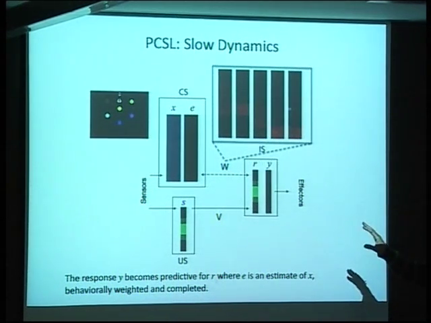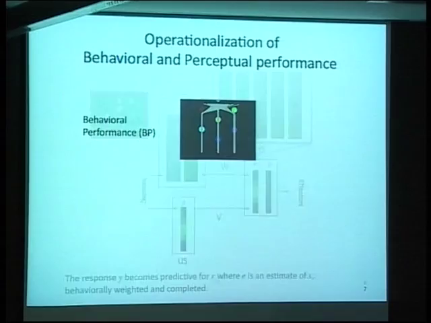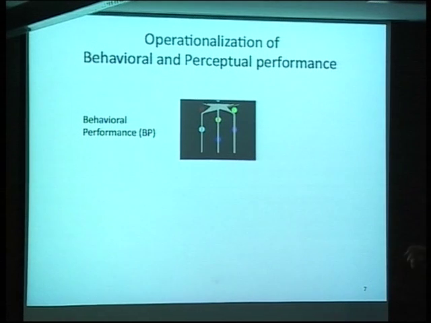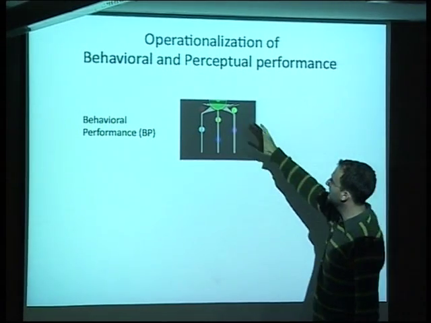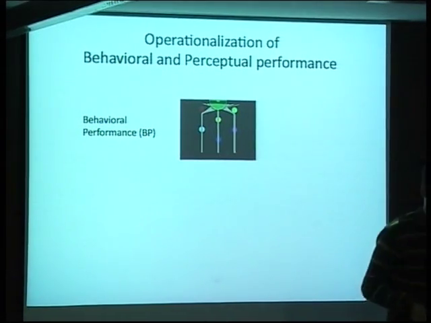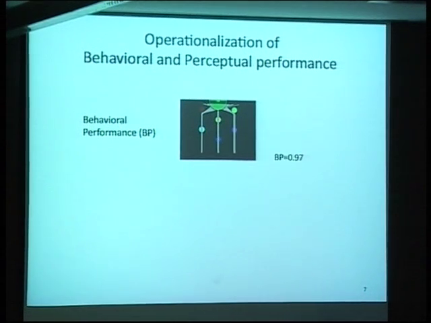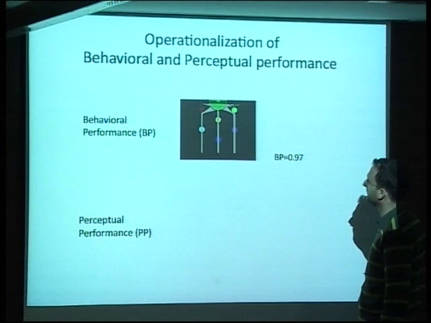We run the experiment over different parameters, different trials, and to analyze the results, we have defined 2 measures. One is the behavioral performance, so how well do I actually learn the behavior to go towards the light. This is just the percentage of trials that end in this area around the light. So in this case, the behavioral performance is 97%.